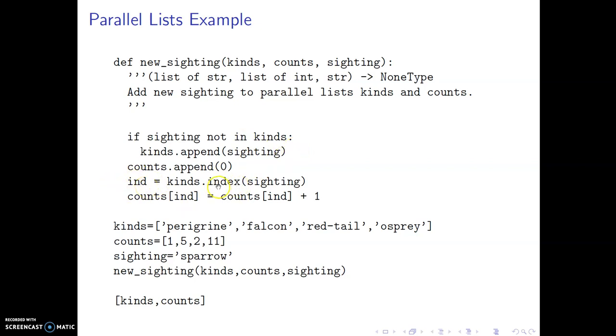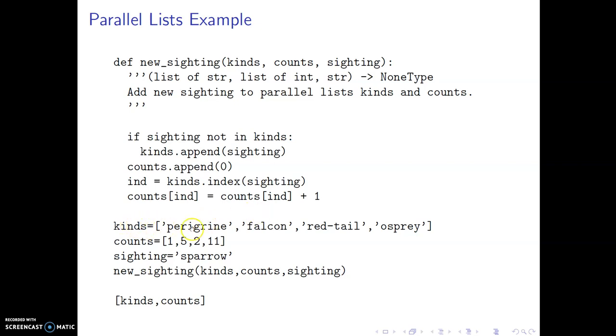So then we record what that index is. This takes the index function, applies it to the list of kinds, our character string list, and says wherever that sighting is, we want to record that index. So if it's in the, say, 5th place, then index here would be 5. Then it would know to go to the 5th place of counts and increase it by 1. That's just a way to make sure that we get the right place for this.